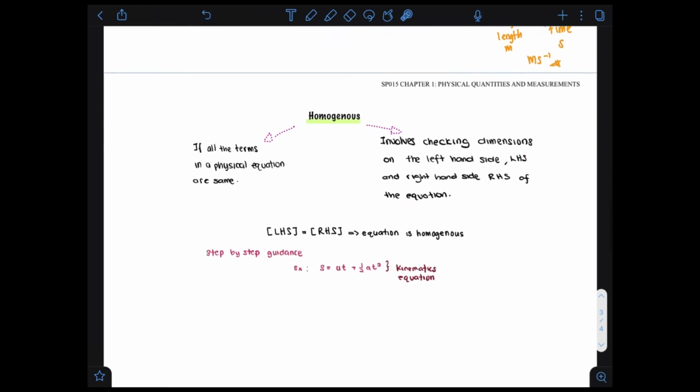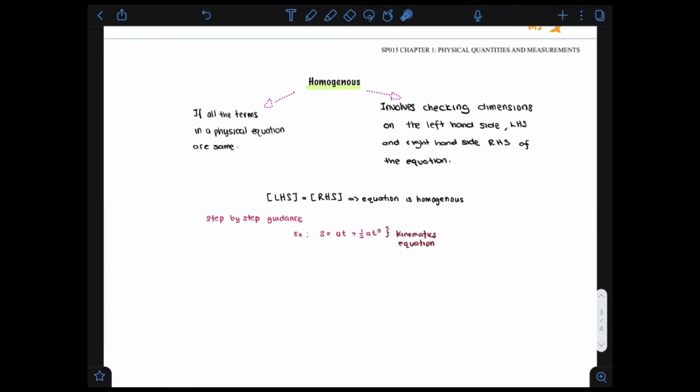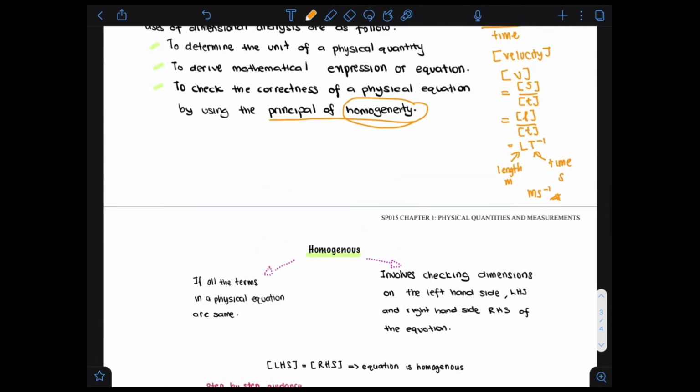Alright, so basically selalunya when you have an equation, kita akan ada something written on the right is equals to something written on the left. Kita akan ada dua bahagian untuk setiap equation. So yang belah kiri ni kita panggil left hand side lah, LHS. Yang belah kanan ni kita panggil right hand side, RHS. Okay, so what we are trying to say here is, if the dimension di belah kiri sama dengan dimension di belah kanan, maka kita akan cakap the equation is correct.